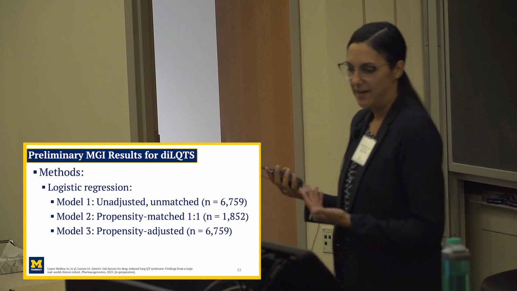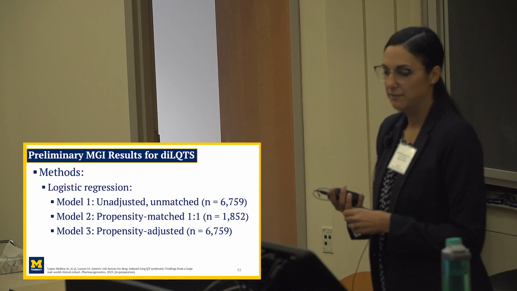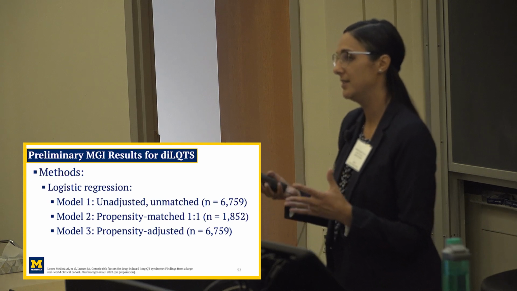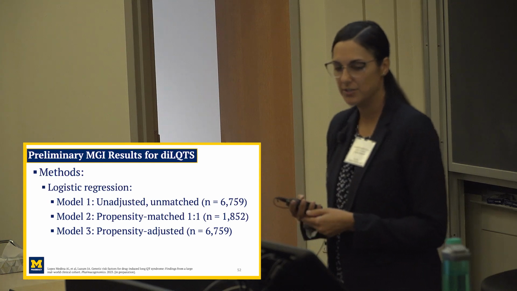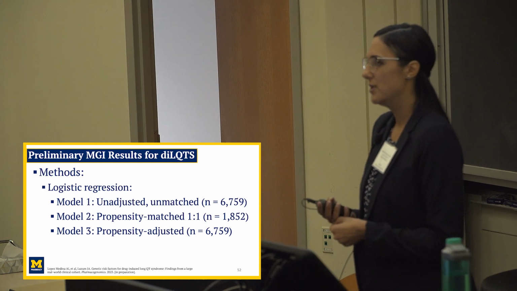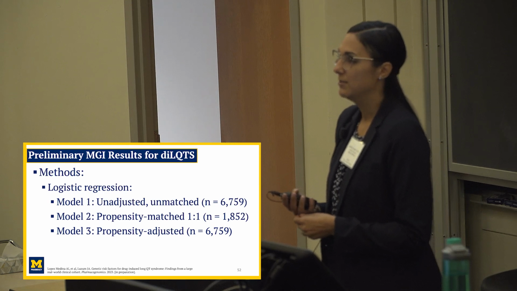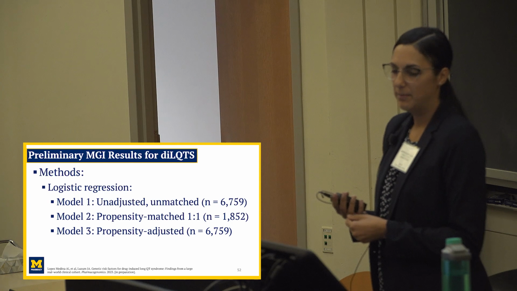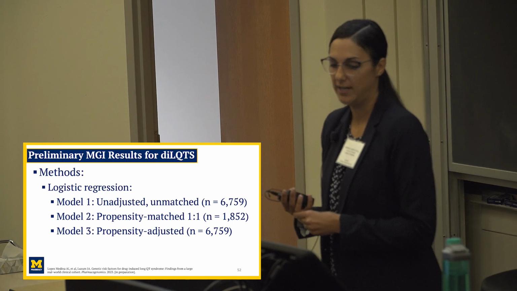So because we did a binary outcome, we used logistic regression. Model 1 was unadjusted, unmatched in the full cohort. I'll show you on the next slide that in the patients that did and did not have prolonged QT, there were a lot of differences in the clinical risk factors. So model 2 used one-to-one propensity matching, and that sample size was 1,852. And then to not sacrifice so much power in that propensity matching, we did model 3, where we used the propensity score as a covariate in the full cohort.